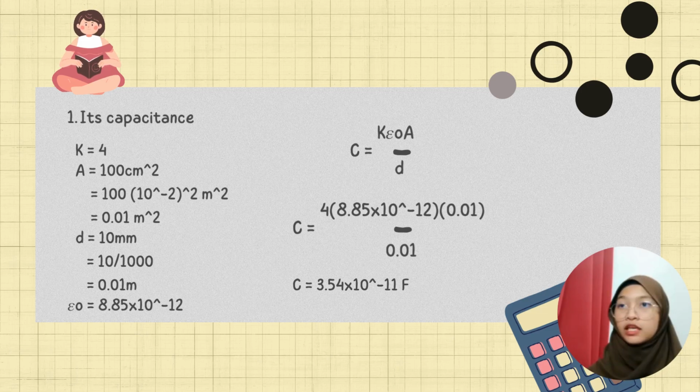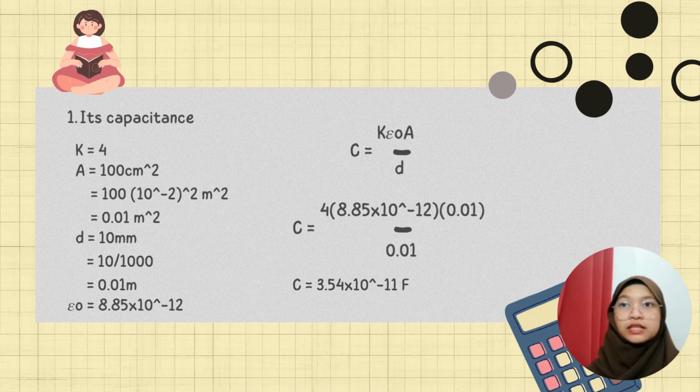Here we have K equal to 4, A, area, equal to 100 cm squared, which we need to convert to m squared, and we get 0.01 m squared. The third one is d, distance, 10 mm, that we also need to convert to m, and we get 0.01 m. The fourth one is epsilon naught equal to 8.85 times 10 to the power of negative 12.